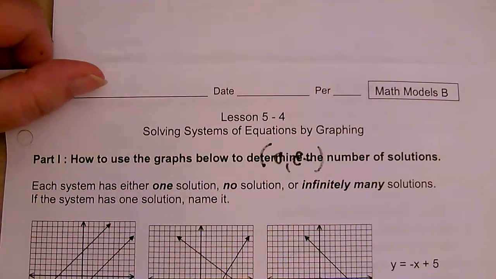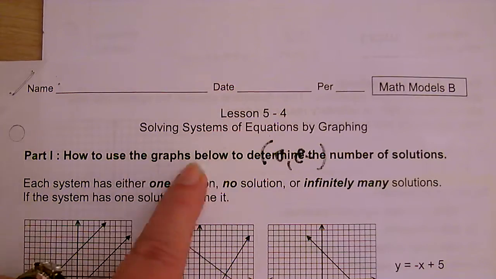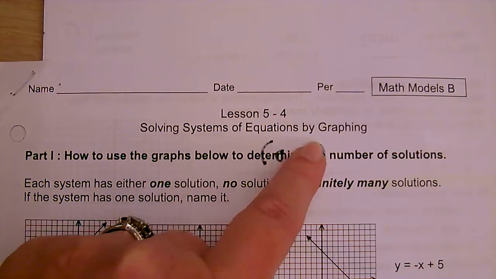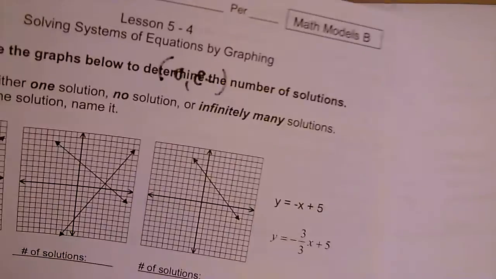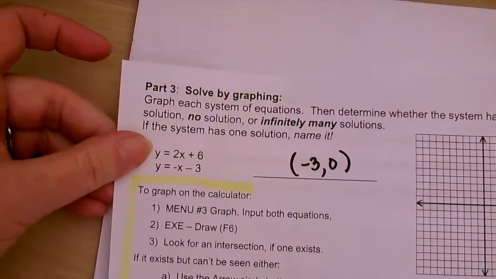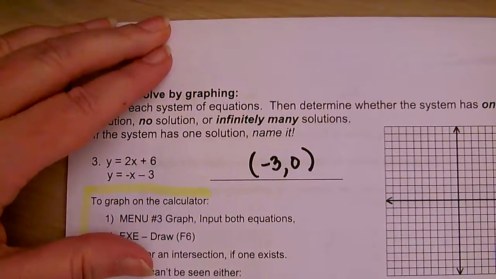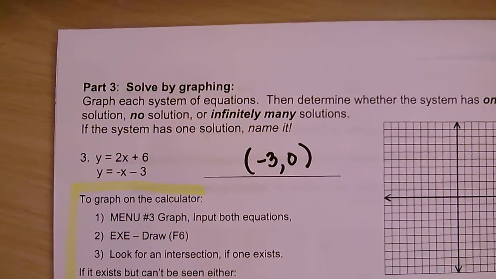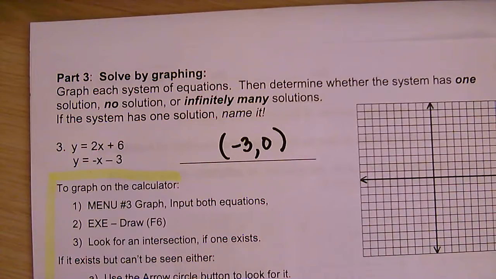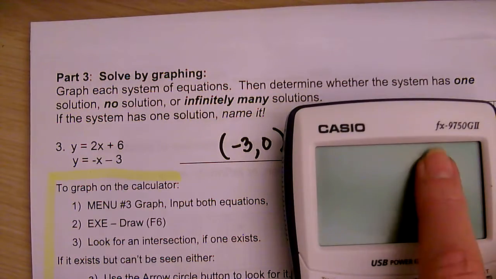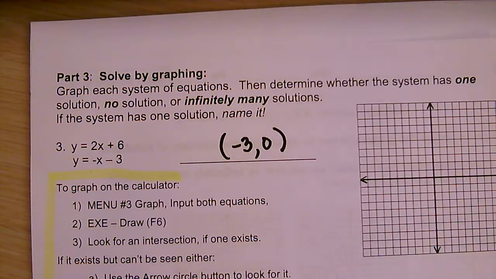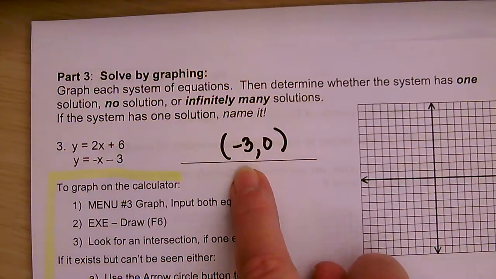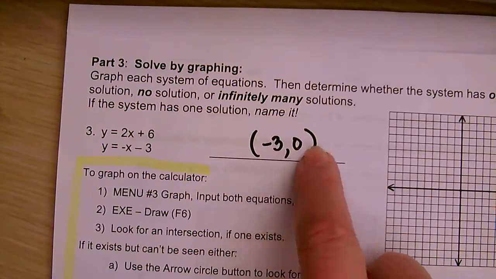This is part 2 of the video tutorial for Lesson 5.4, Solving Systems of Equations by Graphing. So we've already completed part 1, part 2, the first page. So let's go to part 3 where it says Solve by Graphing. We're going to be using the Casio calculator, this model right here, and you can see I've already got the answer written down. So I'm going to show you how we got this answer.